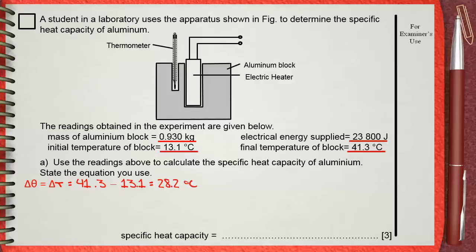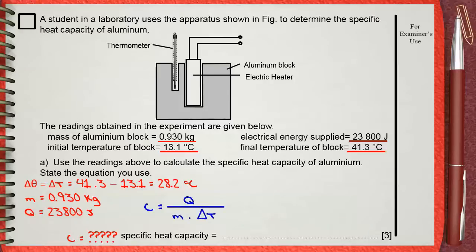The mass is 0.930 kilograms. This is the mass of the aluminium block. Q, the quantity of heat energy, is 23,800 joules. He wants you to find C, which is the specific heat capacity. We don't have too many rules in this lesson. Only C equals Q divided by M times delta T. This rule has a replacement, which is power multiplied by time, also divided by M times delta T. But we don't need this. We don't have power. We don't have time.